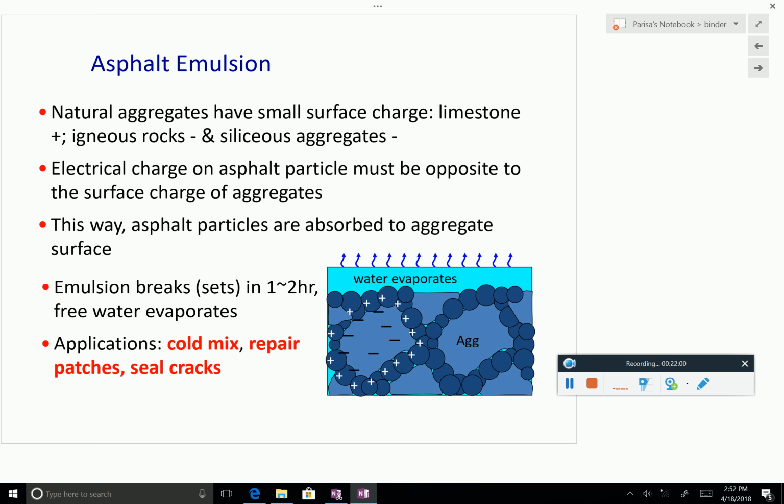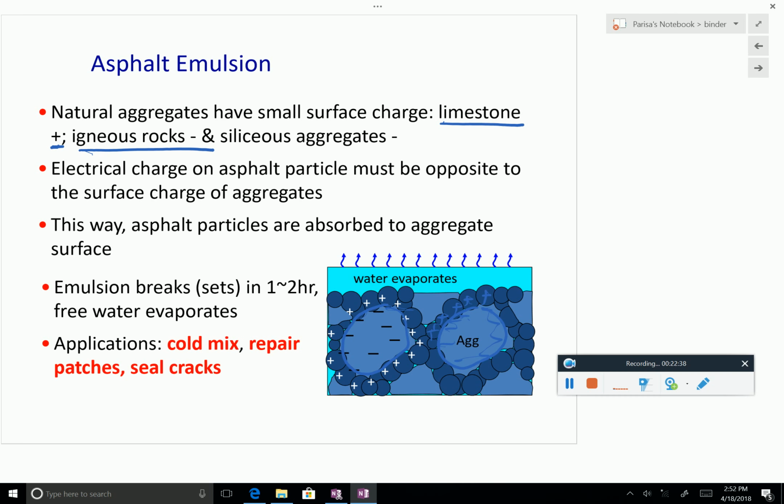For example, limestone aggregates have positive surface charge. Igneous rocks have negative surface charge. Now, for example, here, this aggregate has negative surface charge. For this to work well, you need to use an emulsifier which makes the particles of asphalt all positive. So that makes the asphalt stick to the aggregate. If you use negative and negative, it's going to rip off. Does it make sense? It's simple.